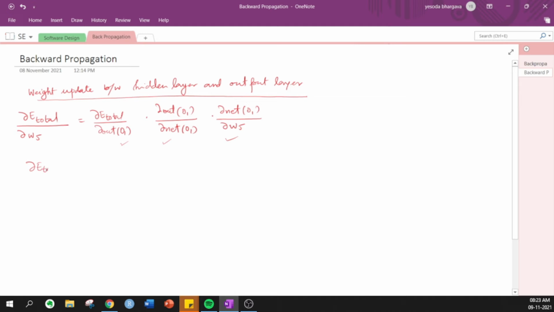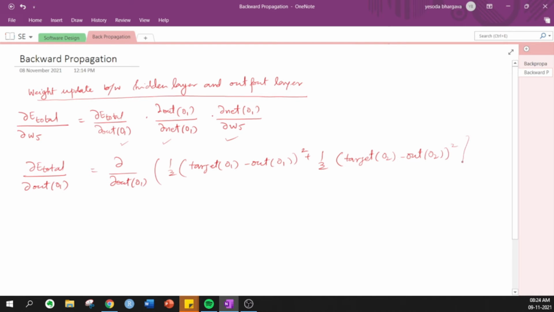So the partial derivative of total error with respect to output of O1. We know what total error is: half of target O1 minus output of O1 whole square, plus target of O2 minus output of O2 whole square. So this is our total error. When we differentiate it with respect to output O1, the second term will be 0 because there is no term of output O1 in it.